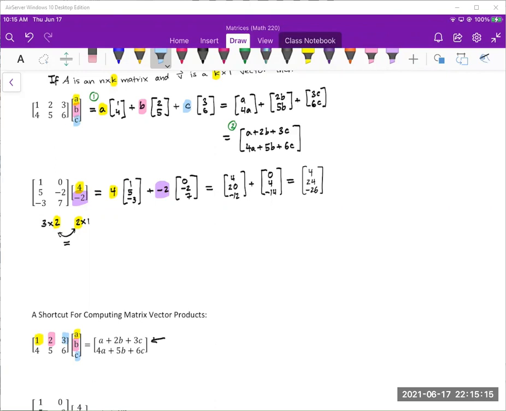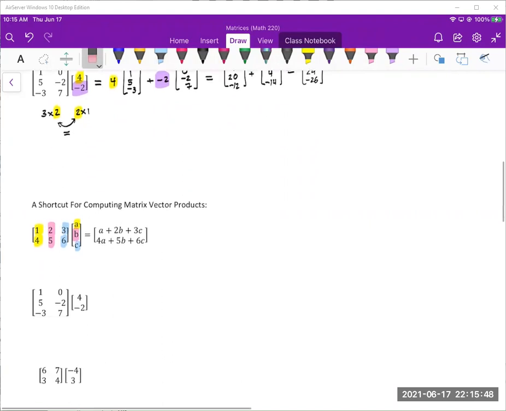Okay. Notice we can do the same thing to produce this second entry. We now look at the second row and we have 4 times A plus 5 times B plus 6 times C. The advantage of this is just that it's very space saving. It's easy to do without writing out a lot of work.